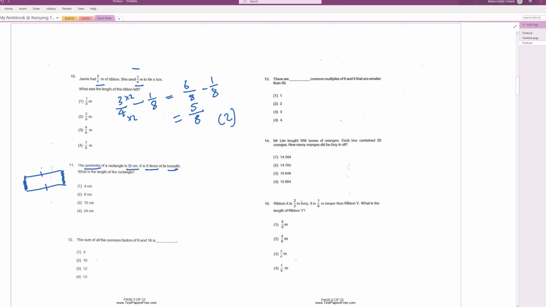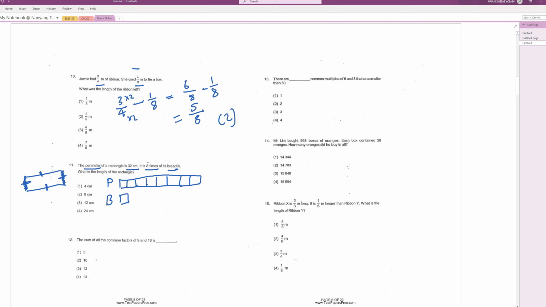So perimeter is equal to 2 lengths plus 2 breadths. The question tells us that the perimeter is equal to 8 times. So we draw 8 units. 2, 3, 4, 5, 6, 7, and 8. So breadth is simply 1.